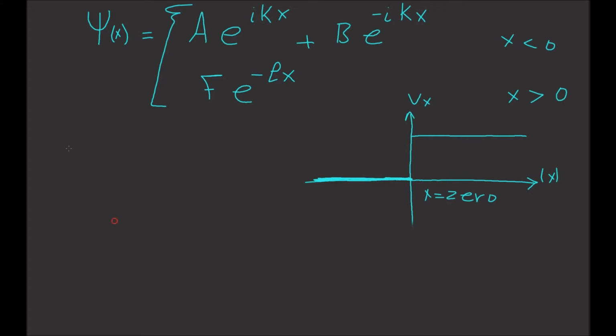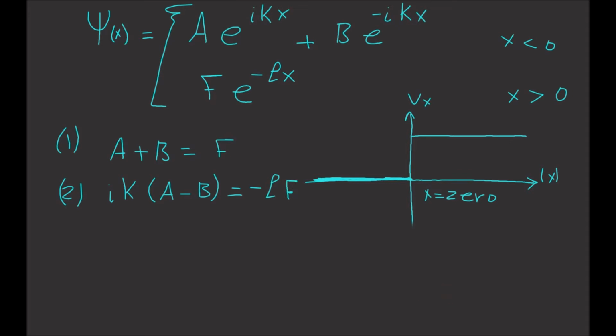The first boundary condition tells us that psi is continuous over there. So we have A plus B equals F. If you plug 0 here, these are just ones. The second boundary condition tells us that the derivative is also continuous, so we have i times k times A minus B must equal minus L times F.